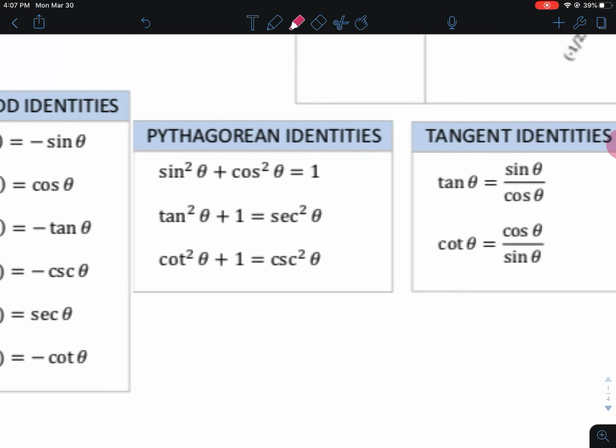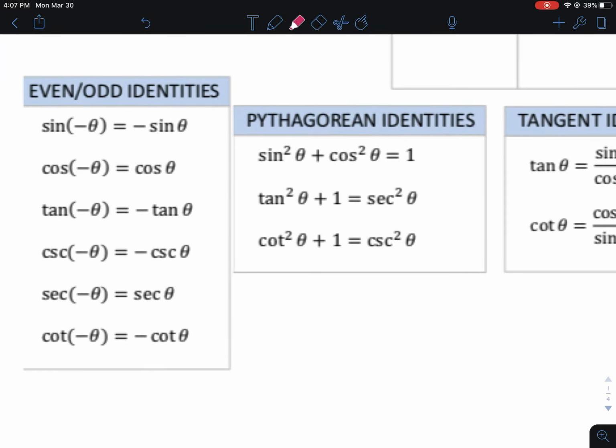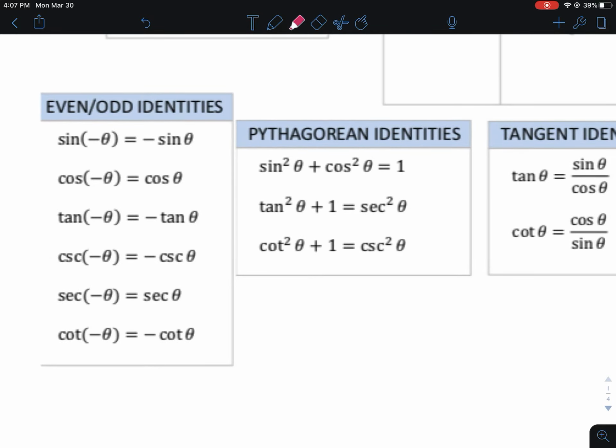Pythagorean identities, so if you haven't guessed, these all come from the Pythagorean theorem, right? So sine squared plus cosine squared is equal to 1. That's one of the things we know is fact, and again, this comes from your unit circle. I can show you how to prove that if and when we get back to school. Tangent squared plus 1 equals secant squared, and cotangent squared plus 1 equals cosecant squared.